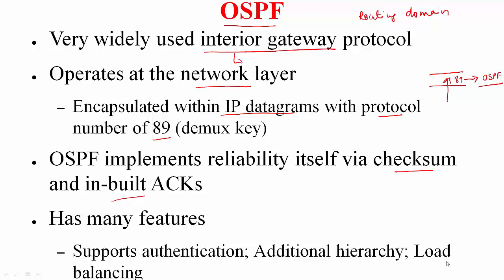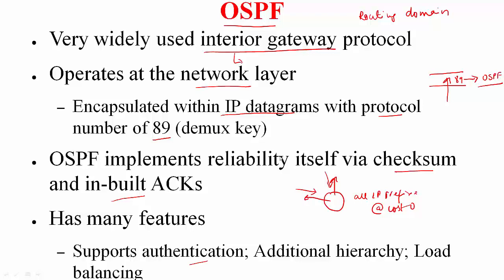Since I mentioned earlier that reliability is very important, OSPF implements reliability itself via checksum as well as an ACK mechanism. OSPF supports many features. Example, it supports authentication. That is, a router accepts messages from other routers only if it has authenticated those routers. This is very important to have. What if a malicious router advertised to other routers that it can reach all the IP prefixes in the internet at cost zero? What's going to happen? Everyone will start sending traffic here and it will just drop them, and that's it. Internet has been brought down.